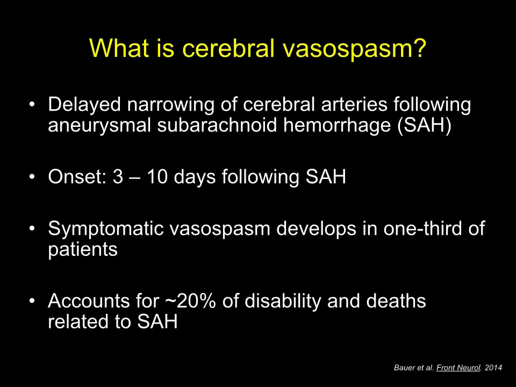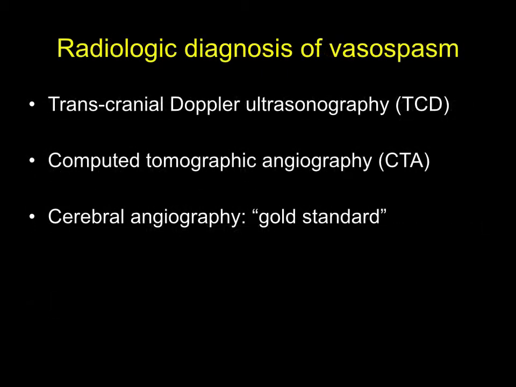Early recognition and treatment of symptomatic vasospasm is important because it accounts for approximately 20% of disability and deaths related to subarachnoid hemorrhage. There are 3 primary imaging modalities that can be used to identify vasospasm, namely transcranial Doppler ultrasound, CT angiography, and conventional cerebral angiography, which is considered the gold standard.